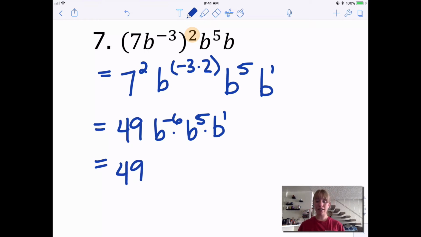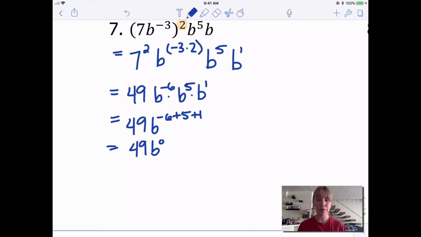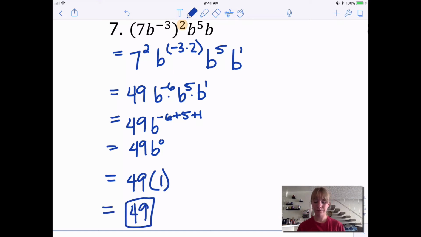So b to the negative 6 plus 5 plus 1 is going to be b to the 0 power. We saw above that anything to the 0 power is going to be 1. So b to the 0 is just 1. So my final answer is 49. Again, if you didn't need to list every single step there, that's totally fine.